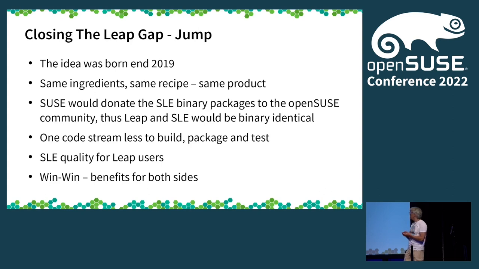Then there was the idea in 2019: how about driving these code streams together? So SUSE would donate the SLE binaries to the openSUSE community, and that gives us a couple of advantages. For example, openSUSE would receive SLE quality. We have one less code stream to package, one less code stream to build, and one less to test. SLE quality for Leap users sounds like a win-win situation, and I was very in favor of that.